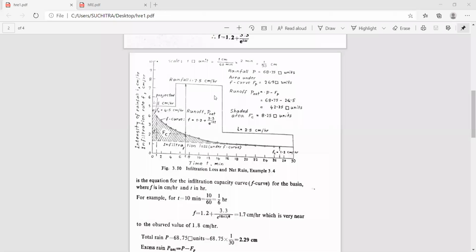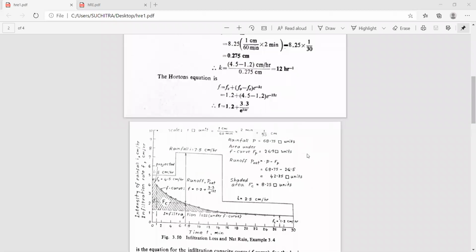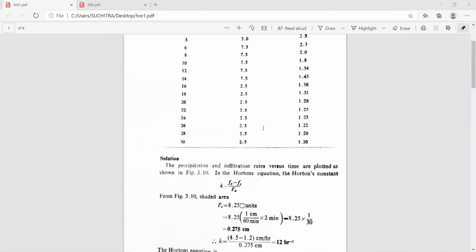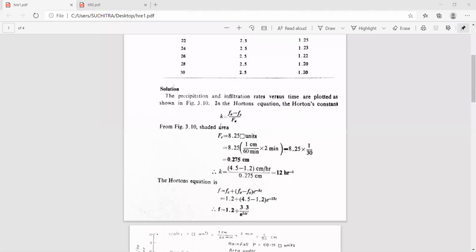Now the runoff, P net, is nothing but total rainfall minus FP, that works out to be 42.25 square units. Now we shall apply these values in Horton's equation and check whether the values by Horton's equation and by the graphical method are almost similar. Now these are the values that you get. Now you have Horton's equation to solve the problem.